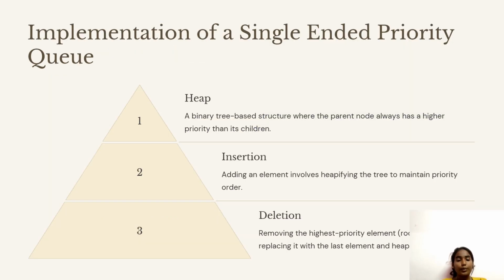Implementation of a single-ended priority queue. Heap: a binary tree based structure where the parent node always has a higher priority than its children. Insertion: adding an element involves heapifying the tree to maintain priority order. Deletion: removing the highest priority element, which is known as the root, involves replacing it with the last element and heapifying.